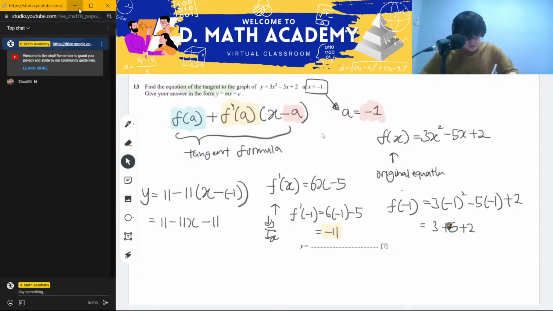Okay, sorry, you should end up with 10 here. So when I put in 10, okay, I'm substituting the proper value now. This 10 is meant to be substituted here. The -11 comes from your f prime a, and this is your a here. So with that sorted out, you should end up with y = -11x minus 1 as your final answer.